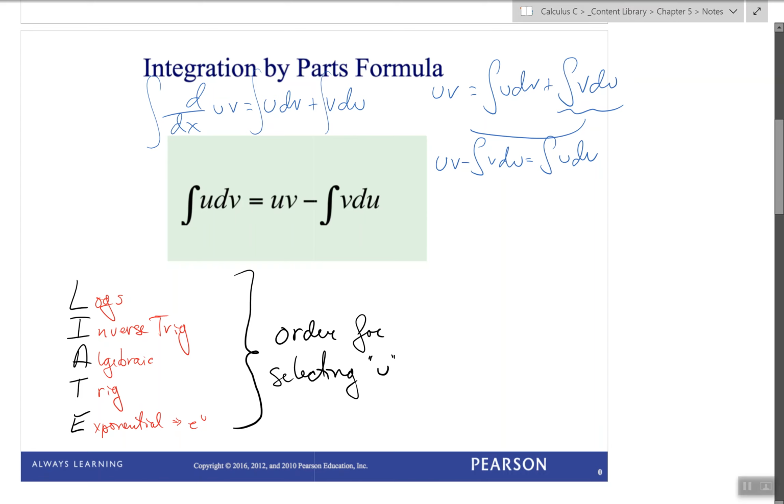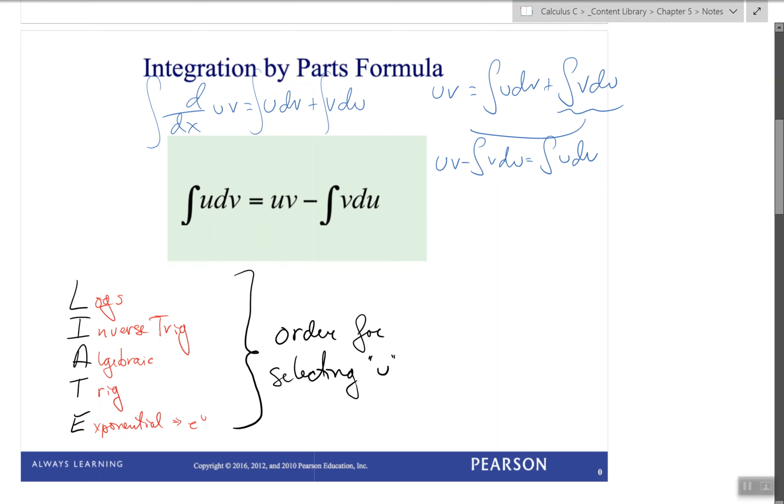Logs, anything that says log or ln, that's a log. Inverse trig is any trig function to the negative first power. Algebraic function can be any function, like a power rule, x squared power function, polynomial pieces. It can be a constant function, can qualify as an algebraic function, so there's a lot of flexibility on the algebraic. T, trig, that's pretty self-explanatory, and then exponential function like e to any power, e to the x, whatever it might be, e to the u. So those are the ways that we go through selecting u.